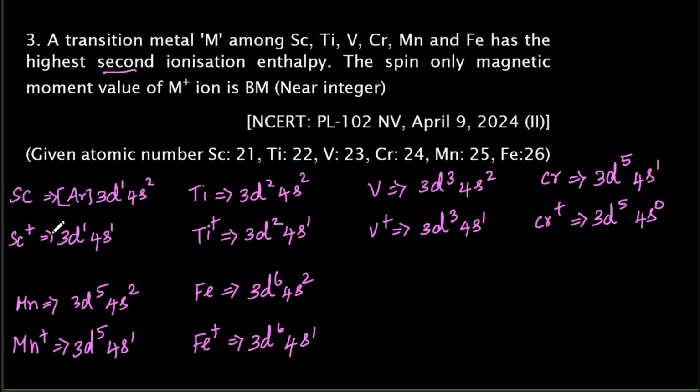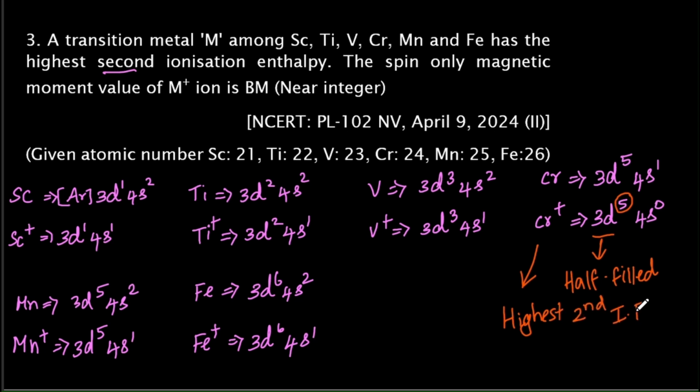So let us see that for scandium in +1 oxidation state, there is no stable configuration. Then for titanium and vanadium ions also, in their +1 oxidation state, there is no stable configuration. For chromium in +1 oxidation state, the configuration is 3d5. 3d5, you already know that it is a half-filled configuration. So for the removal of the second electron from this half-filled configuration, more amount of energy is required. So Cr+ is going to have the highest second ionization energy.